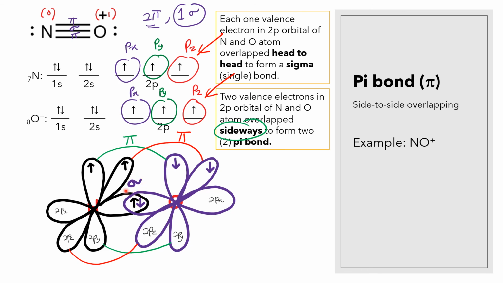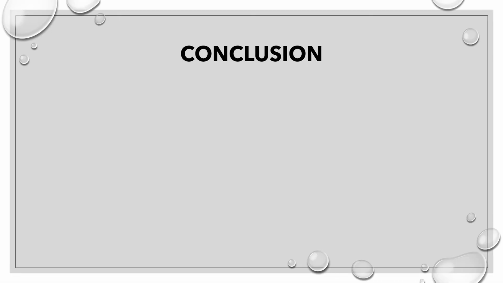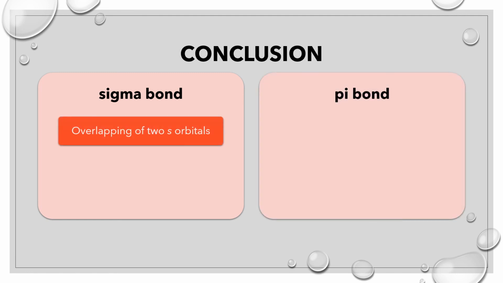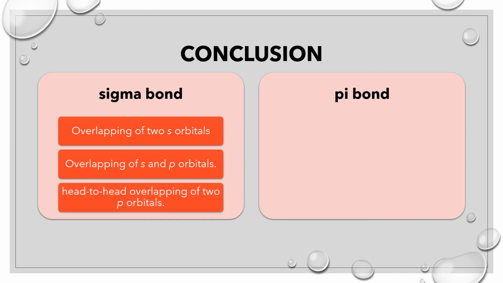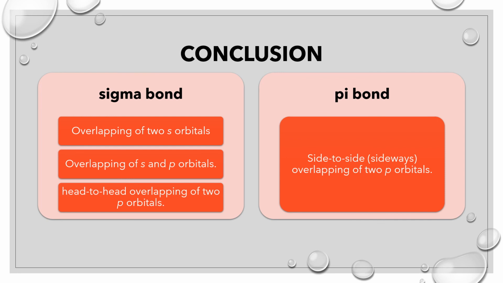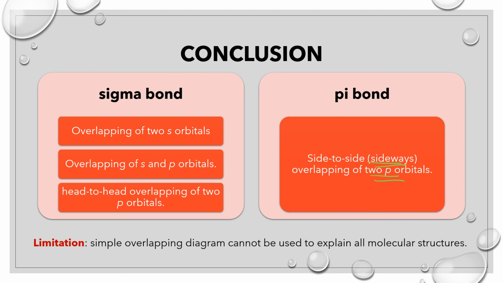So from this diagram, kita dah pun dapati bahawa okay, dalam this overlapping sudah menunjukkan pembentukan satu sigma and dua pi bonding as what we have got dalam Lewis structure untuk NO plus ion. As the conclusion, sigma bond is formed from the end-to-end or head-to-head overlapping between two s orbitals, between s and p orbitals, and between two p orbitals. Meanwhile, pi bonding is formed from the overlapping between two p orbitals secara sideways overlapping.